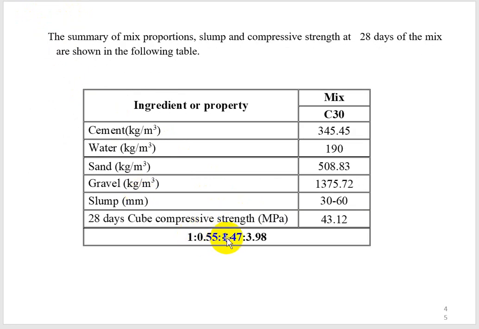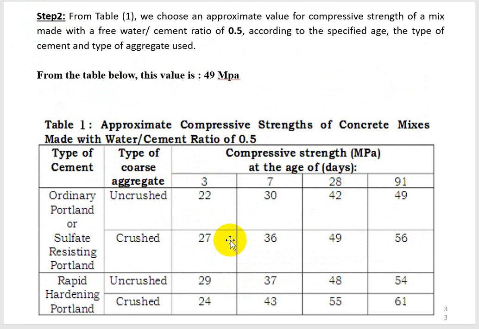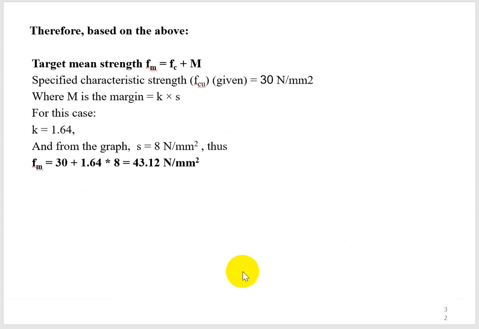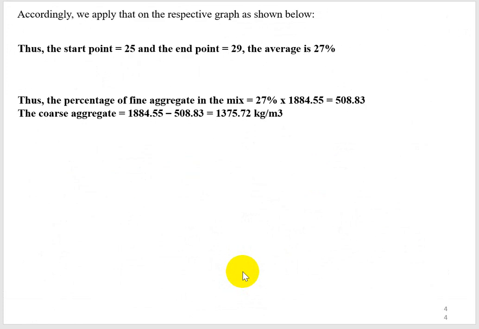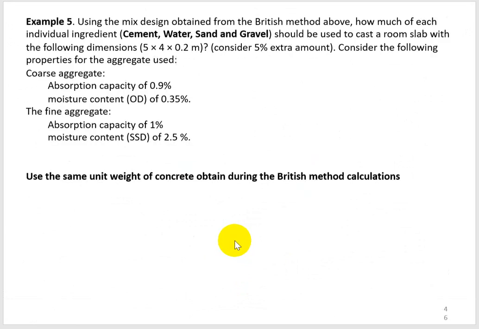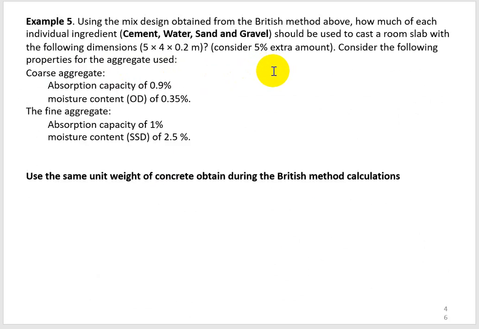Okay, so if we look at the proportions for the British method and the American method, and if you make a quick comparison, you will find that the British method is much more economic in terms of the weight of the aggregate and the sand. So now we could just apply the same steps we have used in lecture number 2. So the mixed design is the one we have here.